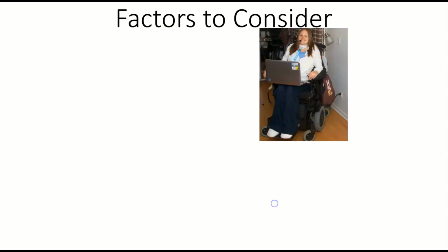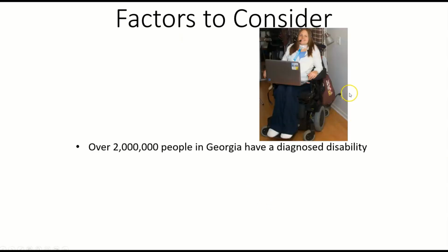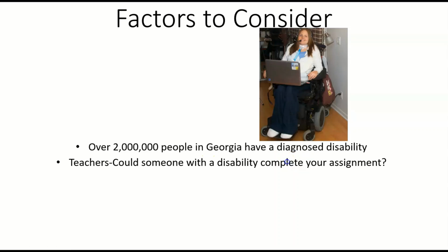So here's some factors you need to consider. You often think of disabilities, or you might have something that comes to your mind with diversity and disabilities and technology, and think of someone in a wheelchair, but there's way more to it than that. Over 2 million people in Georgia have a diagnosed disability. That's a staggering number. So I have a question for you. When you're doing your assignments, I want you to ask yourself, could anyone with a disability complete your assignment?